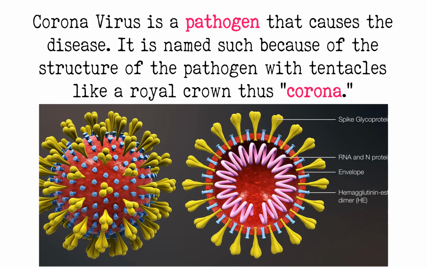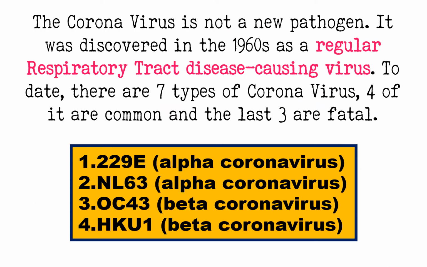Coronavirus is the pathogen or the one causing the disease. It is called corona because it has tentacles or spikes that are crown-like. The coronavirus is not a new pathogen. It is a respiratory tract disease-causing virus. To date, there are 7 types of coronavirus.